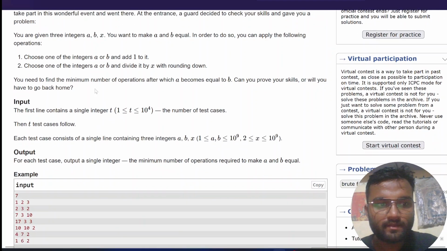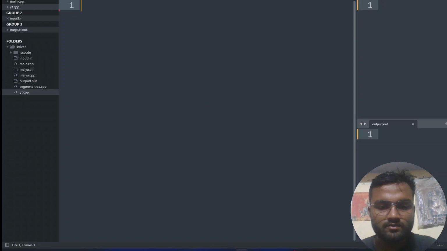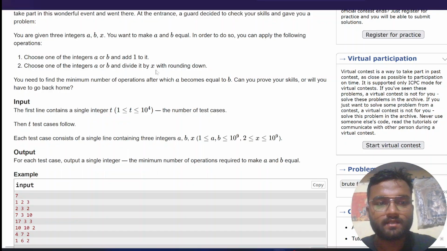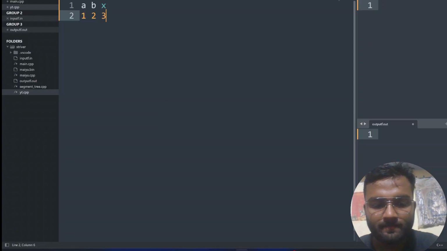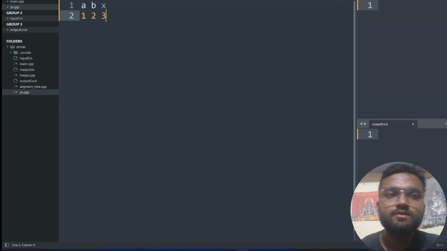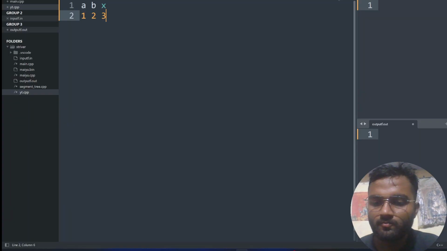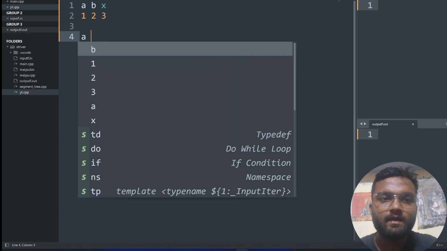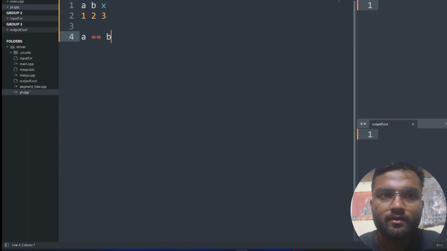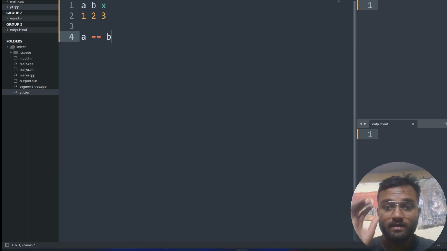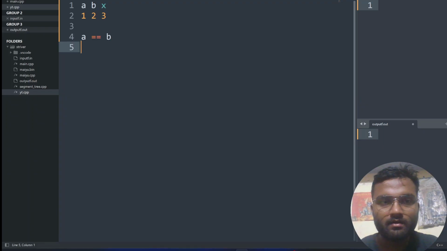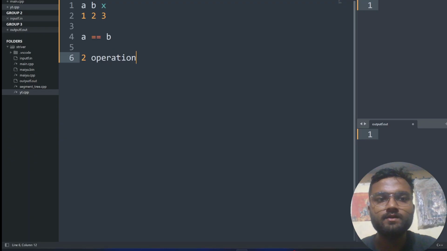In this problem we are given three integers a, b and x. Suppose a is 1, b is 2 and x can be 3. What we have to do is make a and b equal. To make a and b equal, we are allowed to perform two operations.